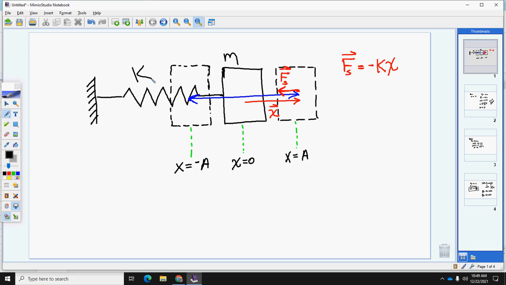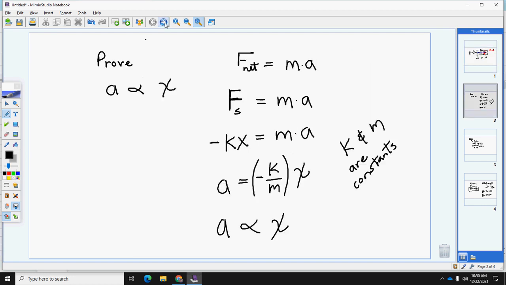Well, we know that the force that keeps pulling it back towards the center right here is this spring force right here. And that spring force is equal to negative kx, vectors here, because when x is positive out here, the force is in the negative direction, and when x is negative over here, the force would be in the positive direction. And if we want to prove that this is simple harmonic motion, what we have to show is that the acceleration towards the center is directly proportional to the displacement towards the center.